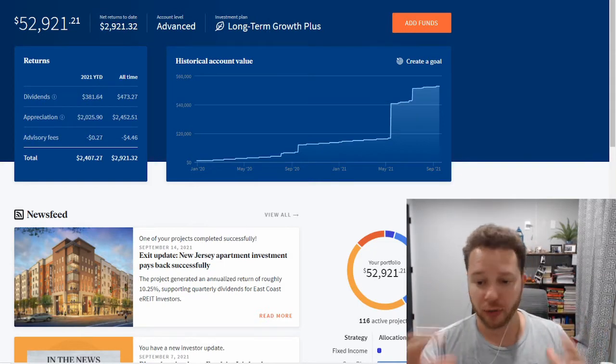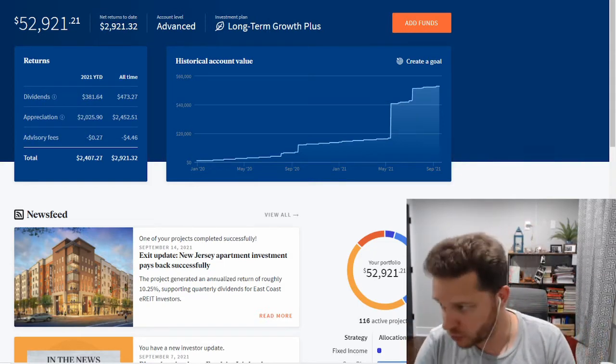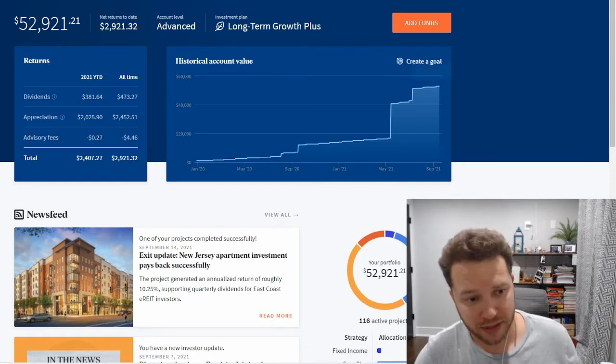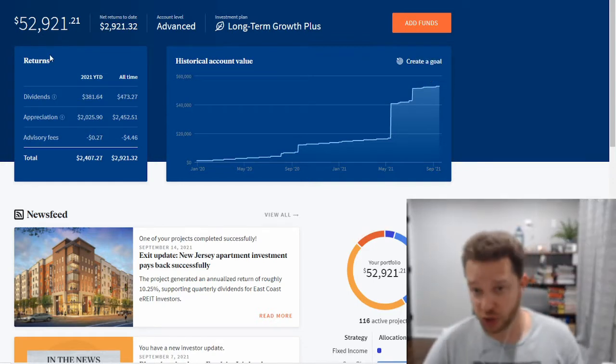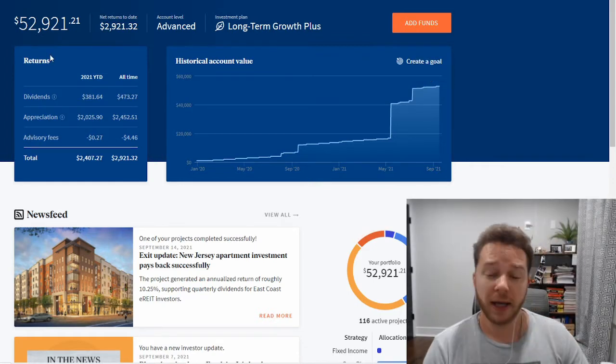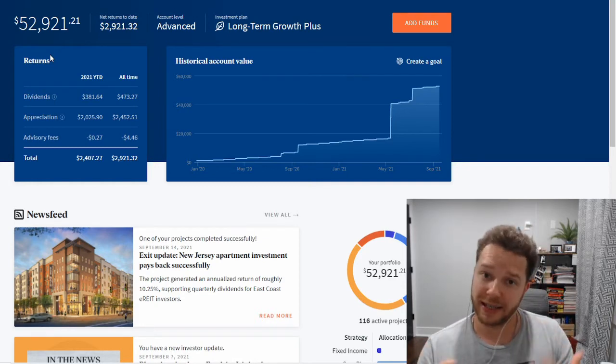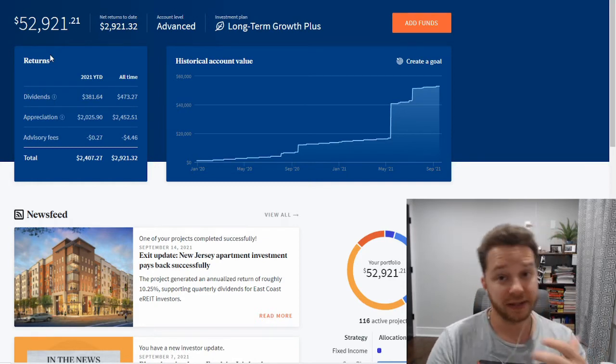Alright guys, so we're gonna use my real estate heavy portfolio for today's example. So we're on this page, which is the home page of Fundrise. And if you look on the upper left side, you could see where it says returns. Now again, as I mentioned before, there's two ways that Fundrise gets us our returns. It's through dividends and appreciation.